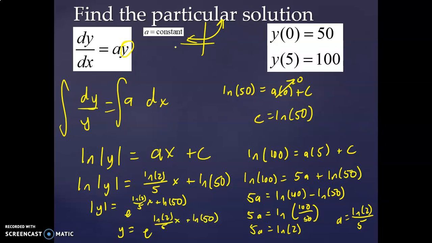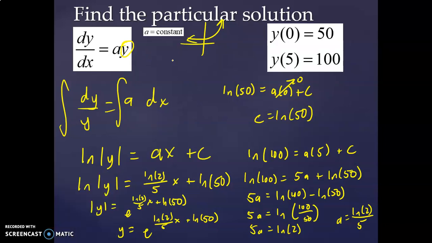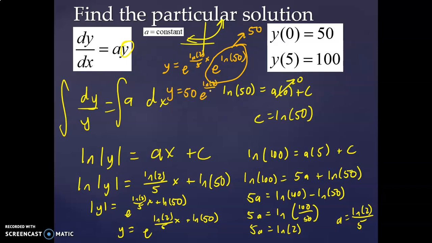Now it might stop here, or you might see some exponent properties going on. So you might see something like e to the ln of 2 over 5x, and then instead of adding in the exponent, you can turn it into multiplying. So e to the power of ln of 50. E to the power of log base e of 50, this whole thing just becomes 50. So I can rewrite this as 50 times e to the ln 2 over 5x.